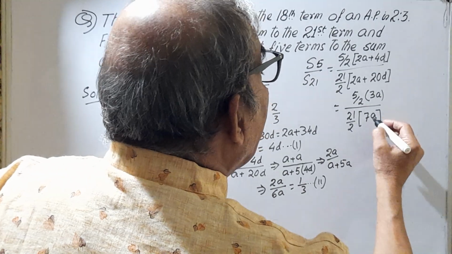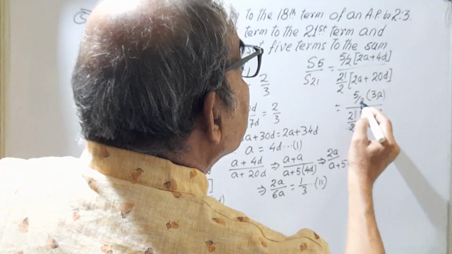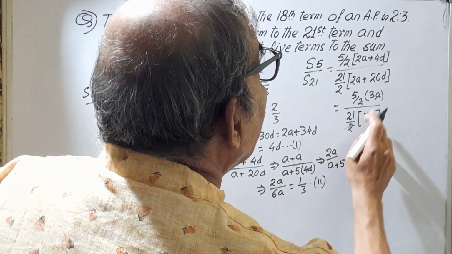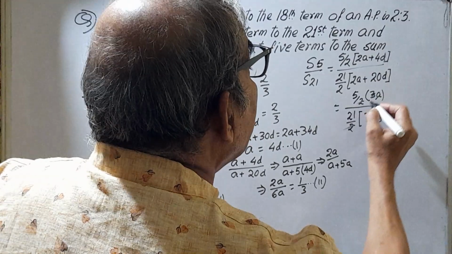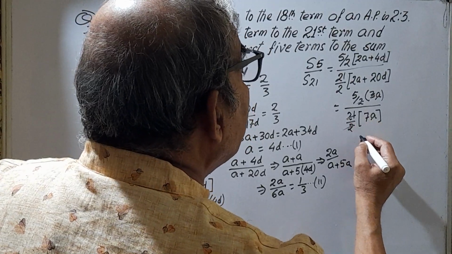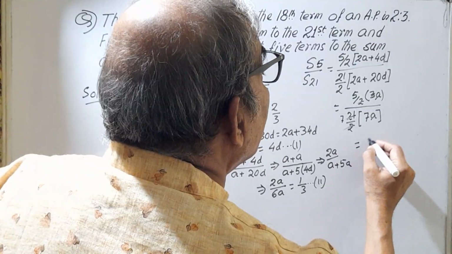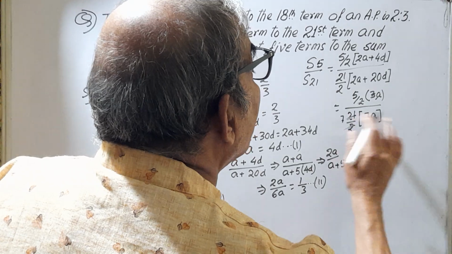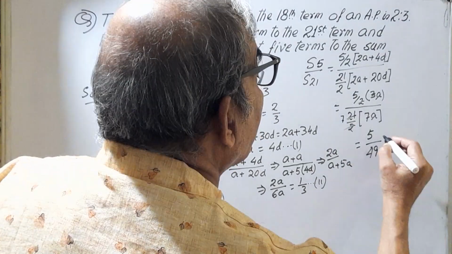Now you see a cancels, 2 cancels, and this is 21 and this is 3. 3 by 21 is 7. So how much is it? 5 by 49. And this is your answer.